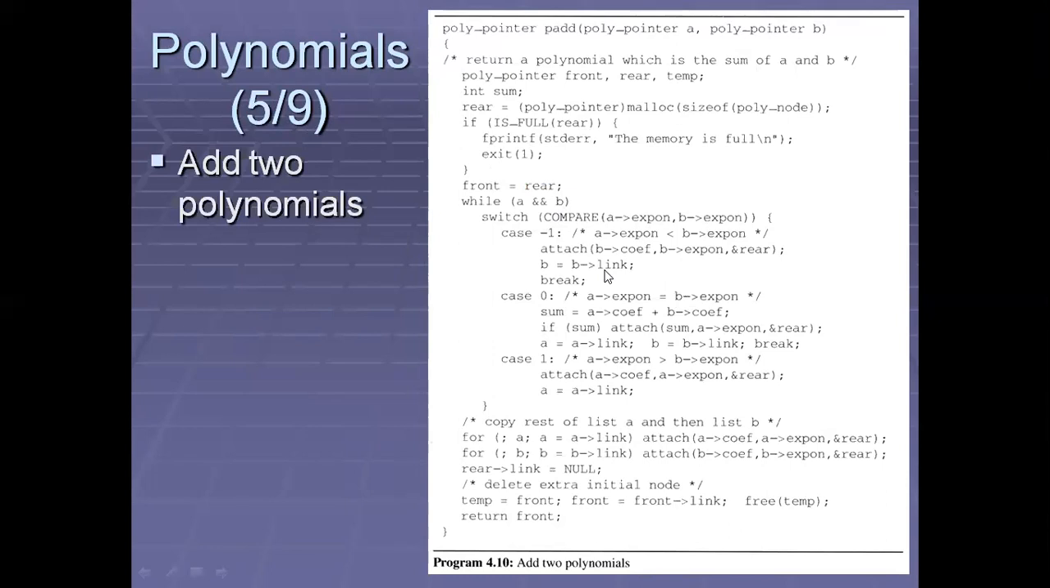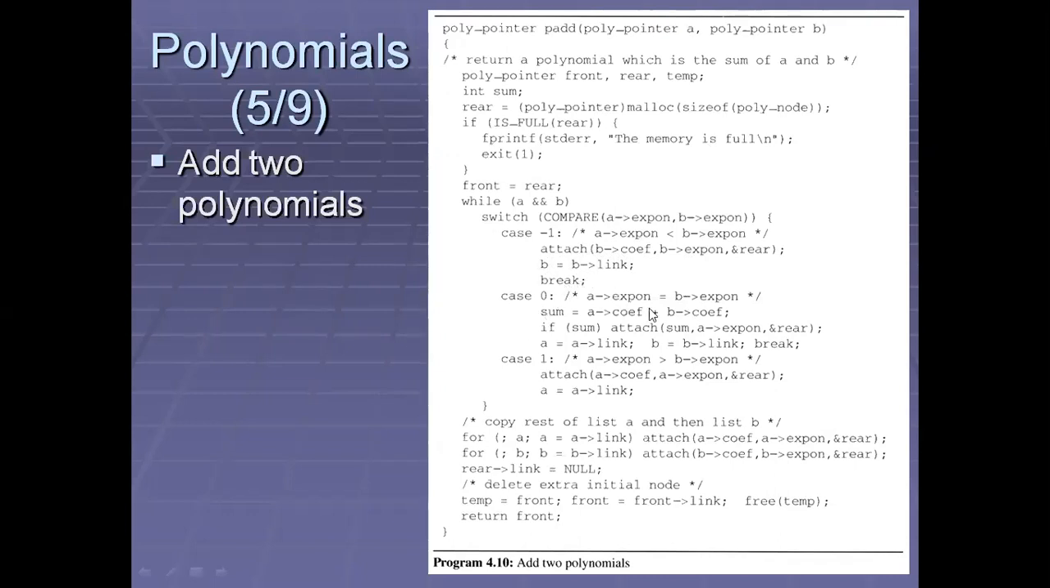Now you can see case -1. If A of exponent is less than B of exponent, obviously B of exponent is greater. So I will add the B of exponent part, that is the term represented by B in the second linked list, to the final linked list. How will I do it? I will do it by using attach B of coefficient, B of exponent, and whichever is greater I will add to the final resultant linked list or resultant Q linked list. Okay, that's what he has done. Next, B is equal to B of link.